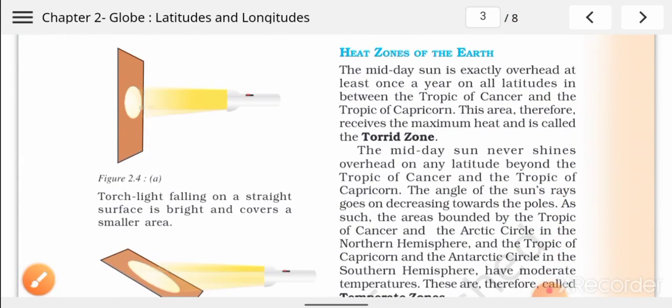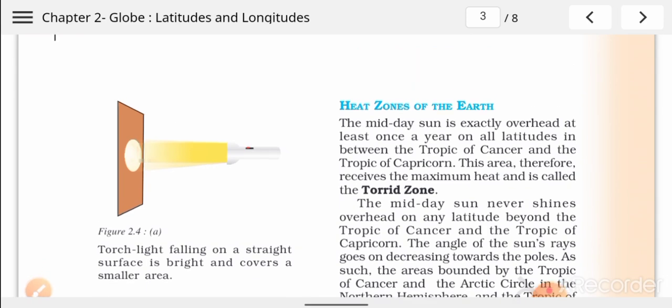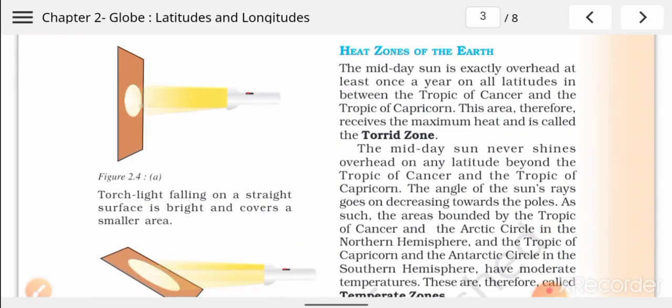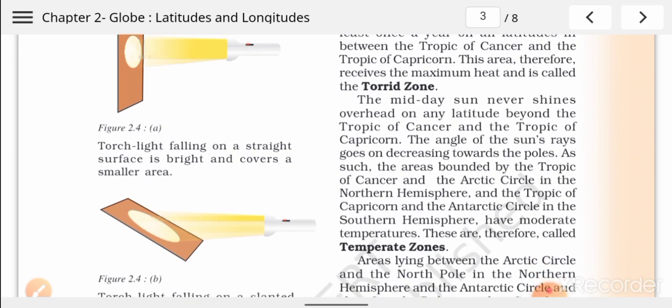How do we feel the heat zones of the earth? The midday sun is exactly overhead at least once a year on all latitudes between the Tropic of Cancer and the Tropic of Capricorn. This area therefore receives the maximum heat and is called the torrid zone. The midday sun never shines overhead on any latitude beyond the Tropic of Cancer and the Tropic of Capricorn.